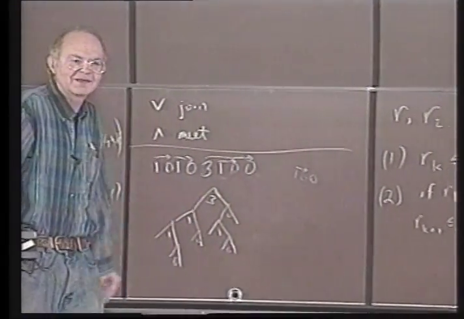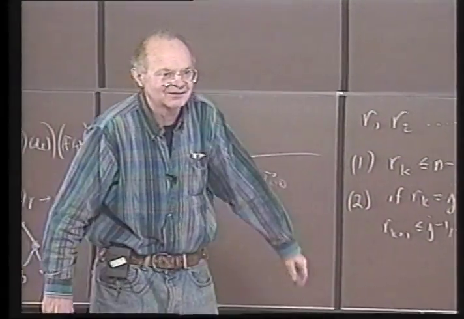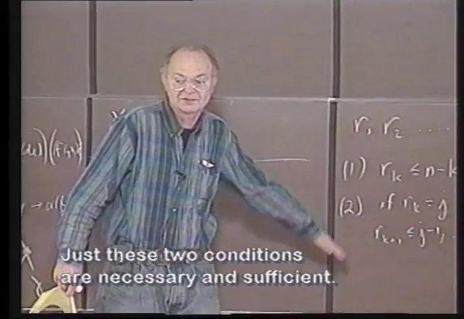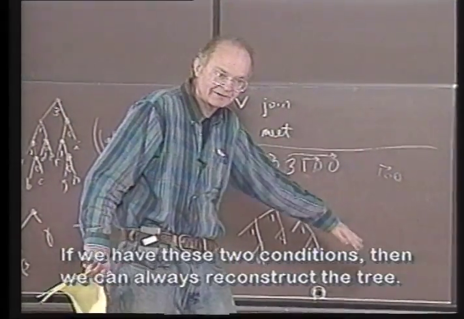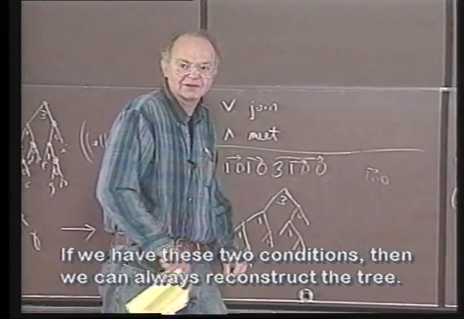And so you might say, well, then I'm going to have to go to condition 3, which talks about subtrees, and keep on going. But it turns out, no, just these 2 conditions are necessary and sufficient. That is, if we have these conditions, then we can always reconstruct the tree.